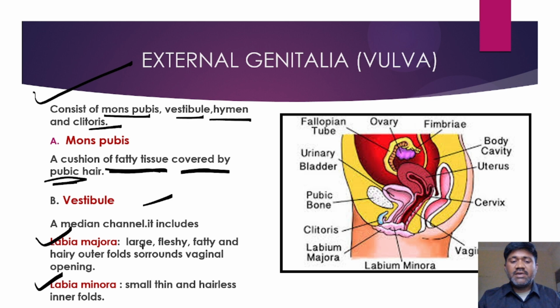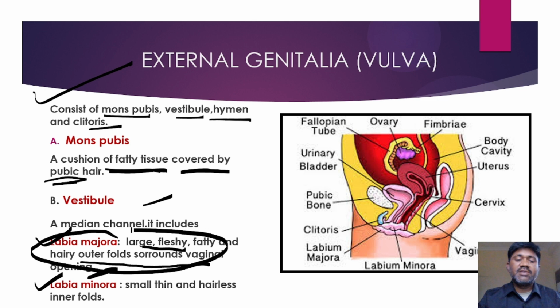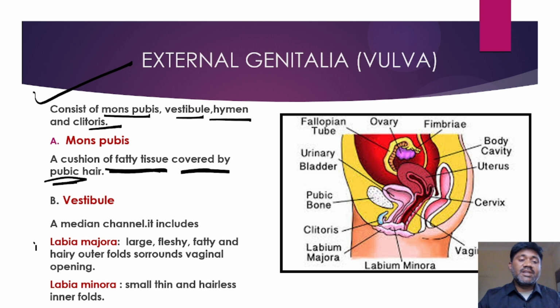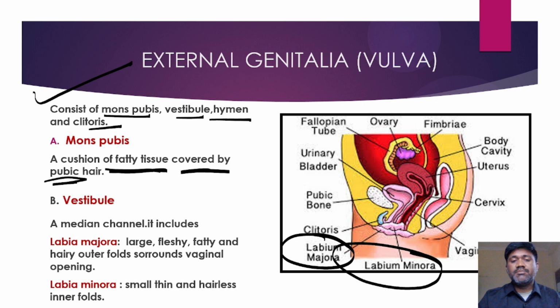Labia majora is a large fleshy fatty hairy outer fold surrounding the vaginal opening. Generally the vaginal opening is surrounded by a large fleshy fatty and hairy structure which is called labia majora, and the small thin hairless inner fold is called labia minora. You can observe the diagram. This is the labia minora and this is the labia majora. Okay, so these are the parts.